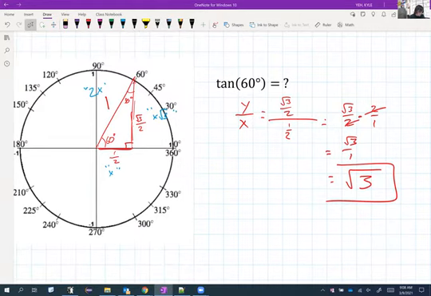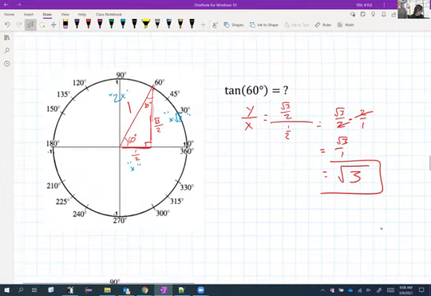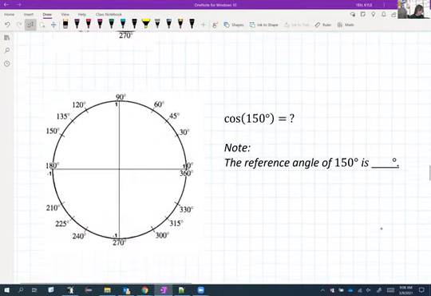You need to know how to do this. Now, could you check your answer by saying, okay, I got root 3 working it by hand. Tan 60 is that. Is that the same as root 3? Yeah, check your answer that way. It's awesome. But make sure you know how to work this by hand on the unit circle. Let's look at another one. These problems go kind of quick.